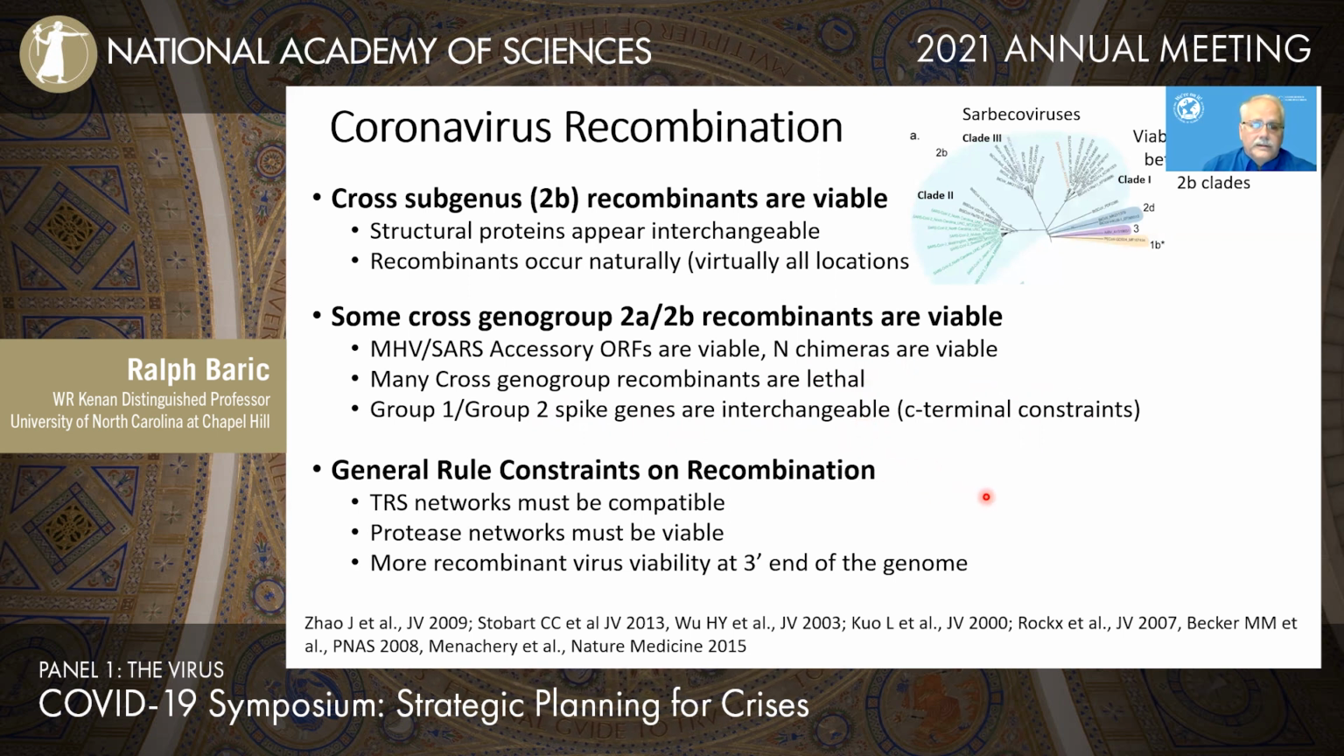So general rules of constraint are shown here. In general, TRS element networks and protease networks are key for viability, as well as the functional polymerase. And in essence, more extreme recombinants are more likely to be viable at the 3' end of the genome.